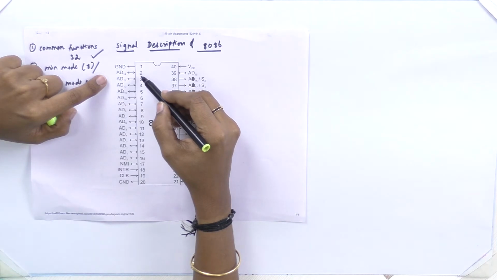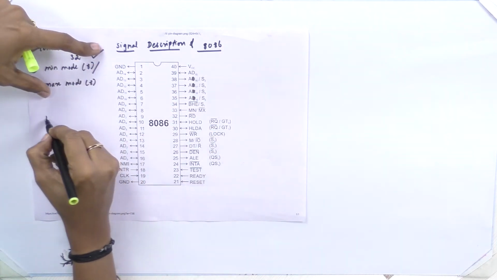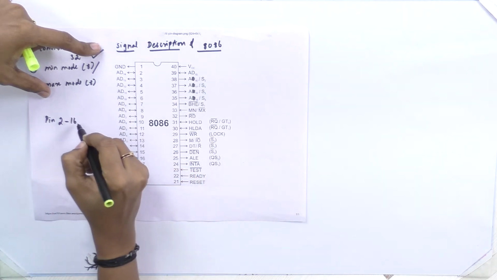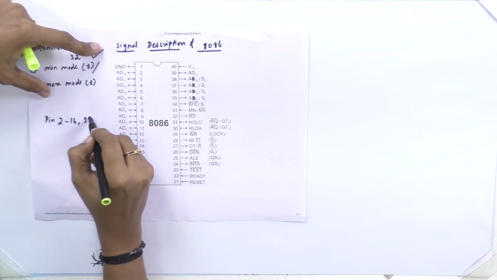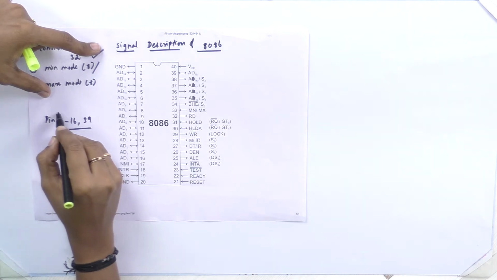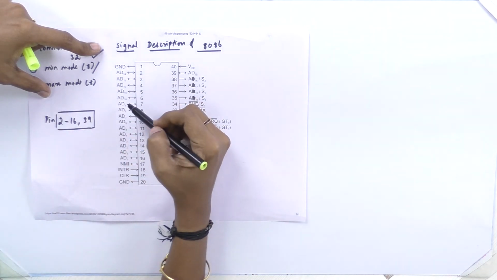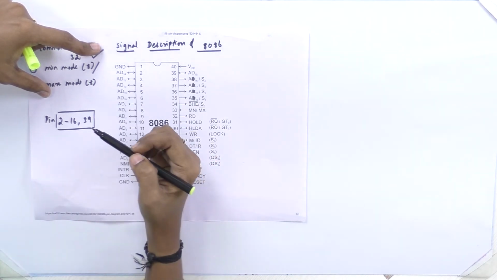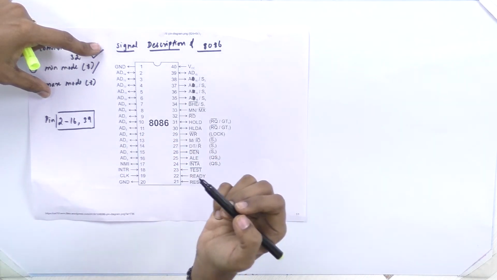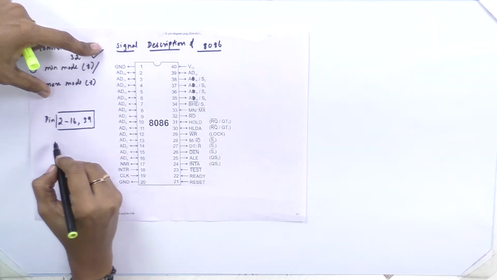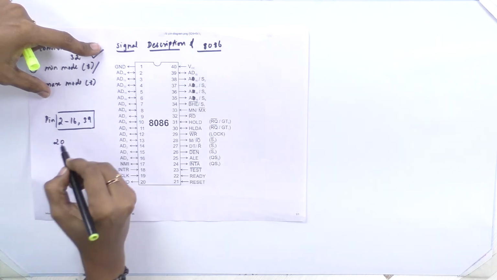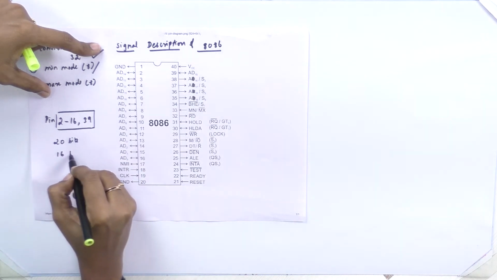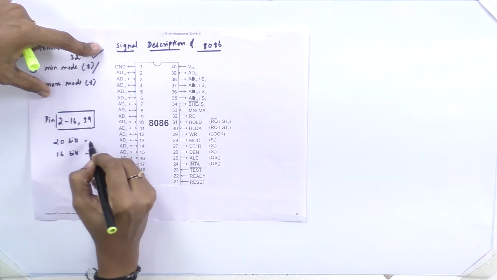The next are pins number 2 to 16 and pin 39. These pins are called multiplexed address and data pins. It means that these pins will act as address pins as well as data pins. We know that in the 8086 there are 20 bits used for address lines and 16 bits used for data lines.